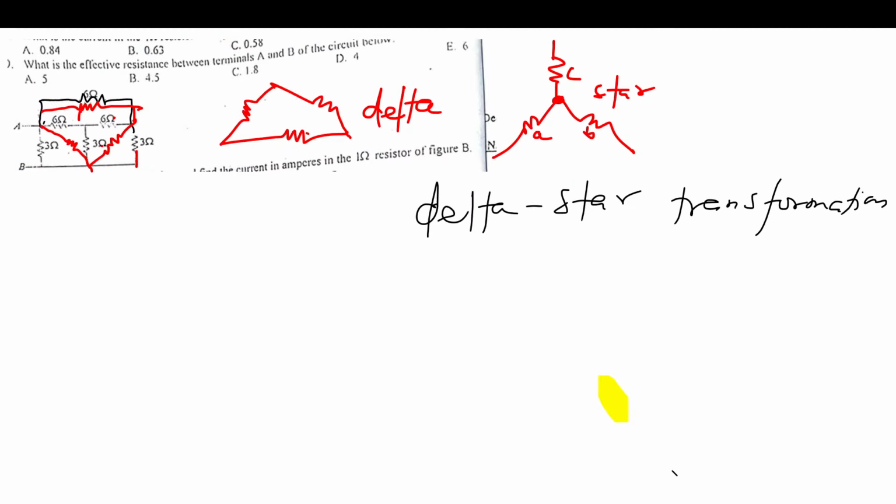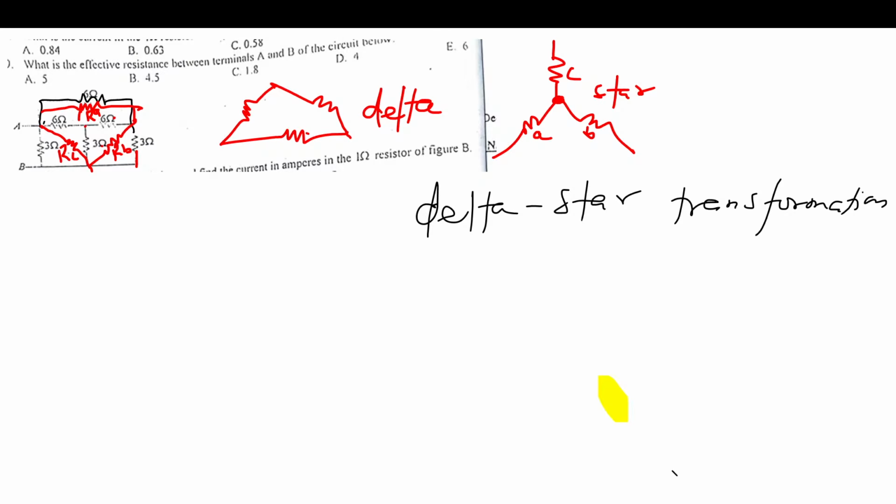Let's name this resistor up here RA. Let's call this RB. Let's call this RC. Okay. Now the formula for the star, where we have a star here and are trying to convert it into delta. So I'm going to draw a delta around that star.